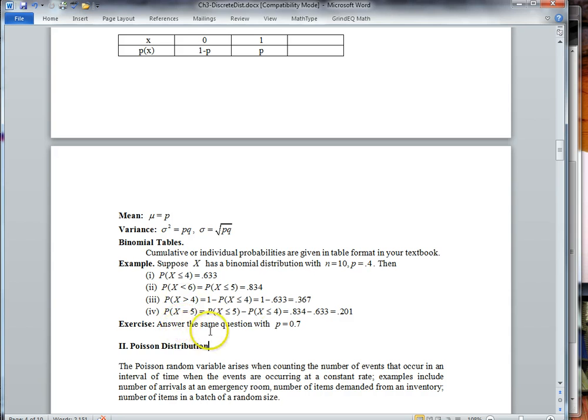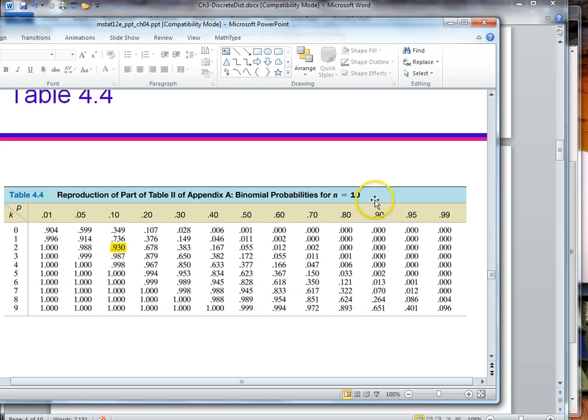So now you can answer the same questions with p equal 0.7. In this case, you would go to 0.7. So still my n equal 10, but now this would be my distribution. The first question, probability of x less or equal to 4, would be this number here, 0.07. The probability of x less than 6, which we make less or equal to 5 to use the table, would be 0.150. And the last two questions are similar. So do that and make sure you can get it correctly.